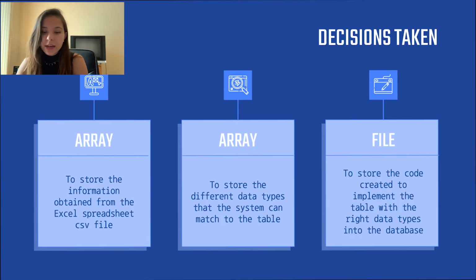So then what I decided was to use an array for the table of the CSV, an array to store the different data types that the system can match, and a file, as I mentioned before, to store the code created to implement the table with the right database.